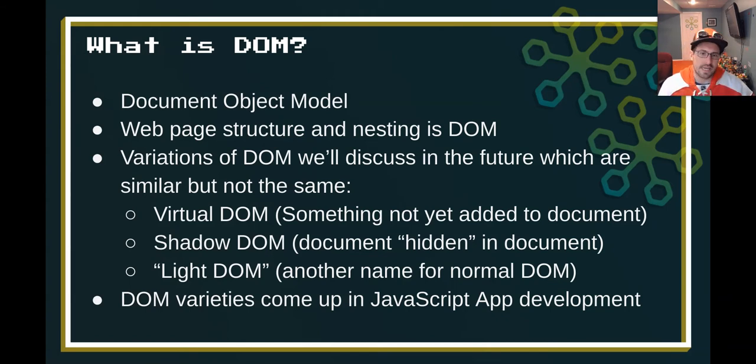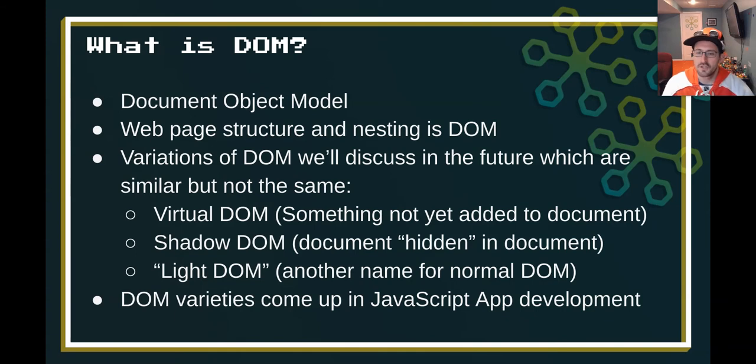So variations of DOM exist. We might cover them in some future topics. There's a thing called virtual DOM, which is like something not yet added to the document. It's a JavaScript connotation. It's effectively you're manipulating something that's on the page, but you're doing it kind of off to the side, making a lot of changes, and then putting it in the real document object model for people to see.